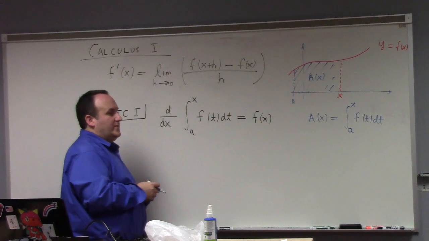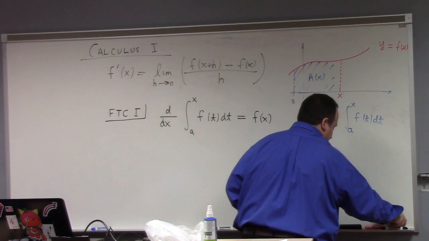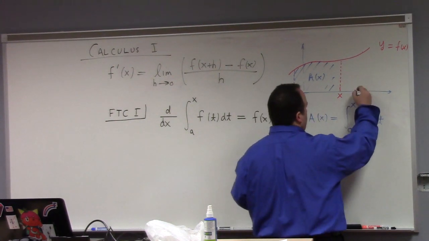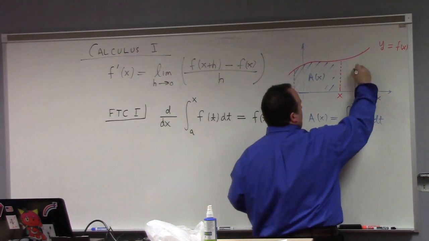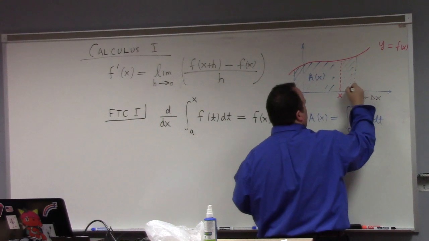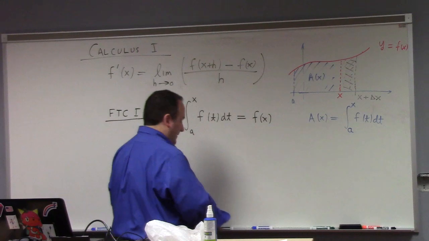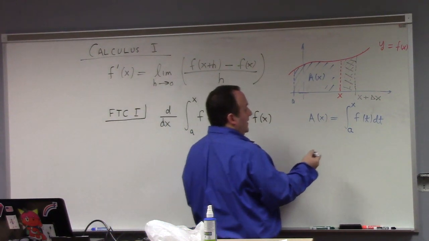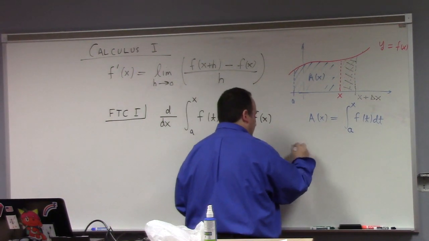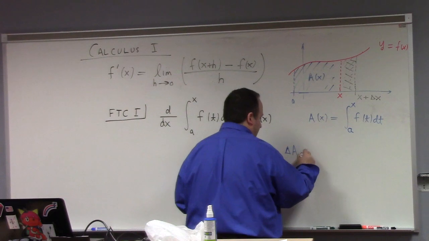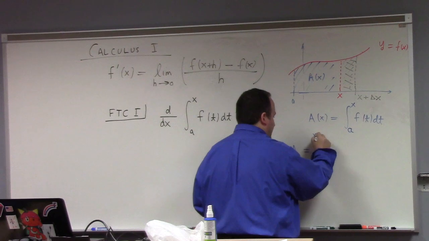And then if you go a little bit more, you get to x plus a little change in x. That would be this piece right here. What's the area of the little piece I just shaded in black? The integral from x to x plus delta x. Ah, yes, that's true. That's a little bit of area, the change in the area.